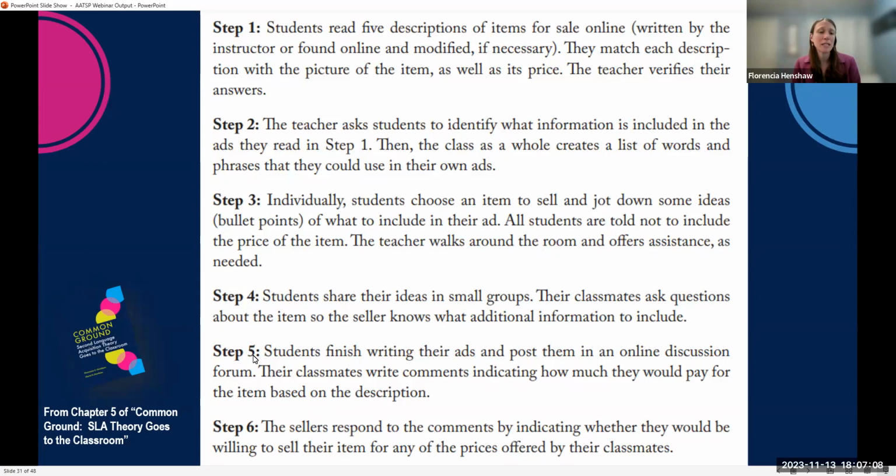And then in steps 5 and 6 is where you have that follow-up, or the so what, or the what will others do with it, right? So the students write it, they share it, and the classmates need to indicate how much they would pay for the item based on the description.